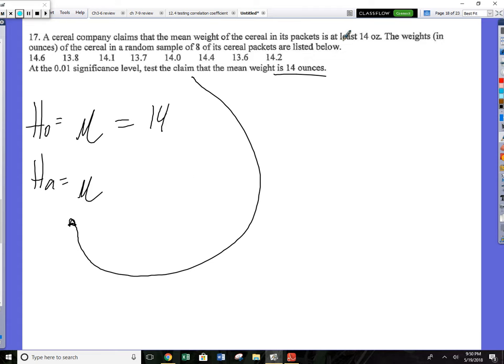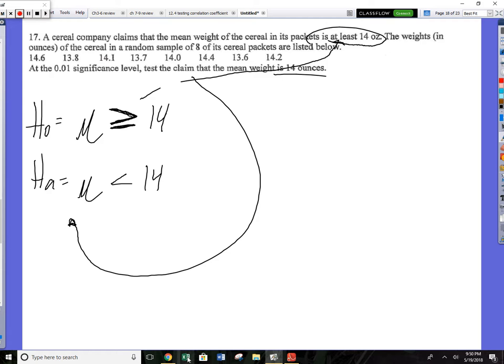But I don't know, why did they use "at least" here? If they say it's at least 14, that means it could be greater than. So let's use this: at least 14 means it can be greater than or equal to, and on the test I would just draw an arrow to that. They're giving you two different things here. So the claim is, we think they're screwing us. We think it's actually less than 14 ounces.